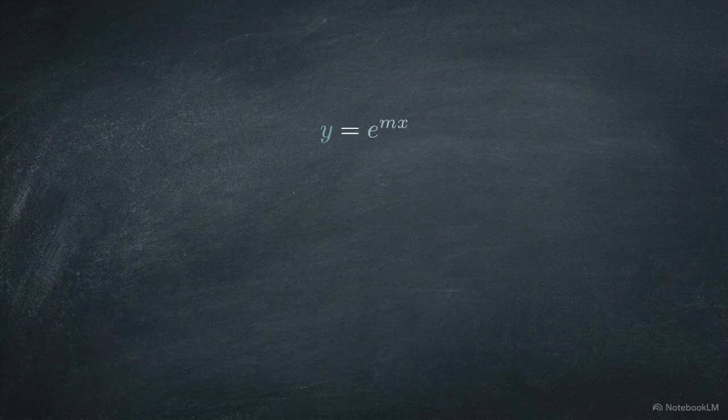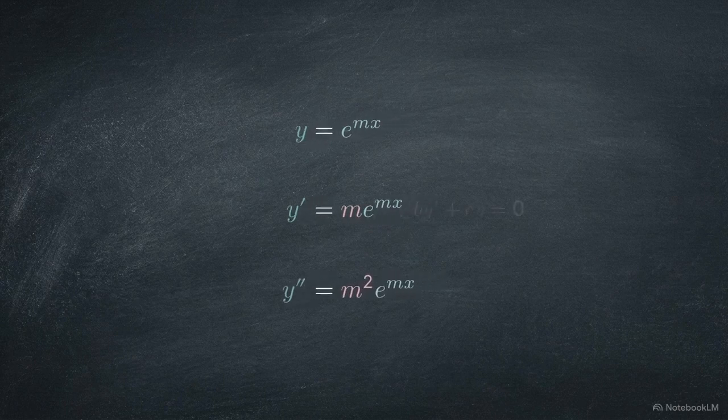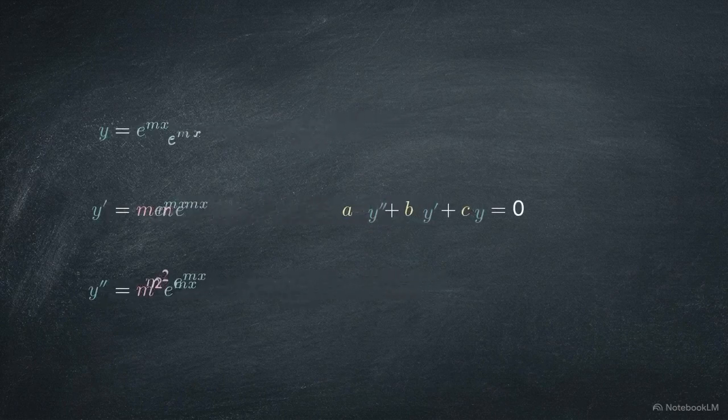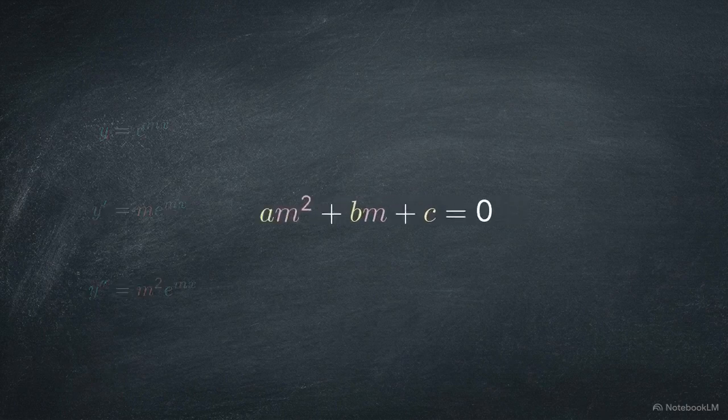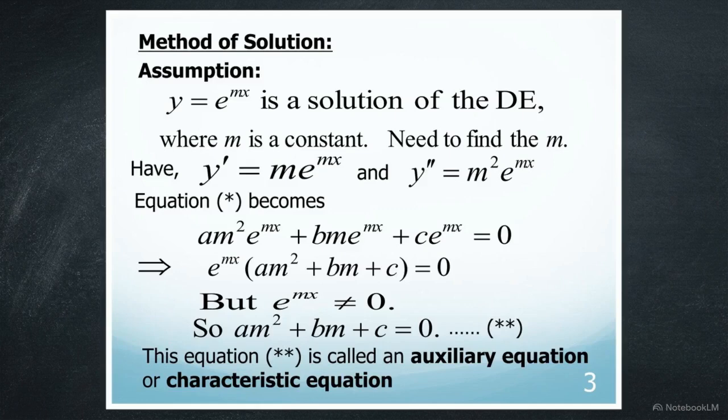The first derivative pulls down an m, the second m squared. Substituting these back, a, b, and c pair with the m terms, sharing the common e to the mx. Since exponentials never reach 0, we cancel e to the mx. The remaining terms inside the parentheses must equal 0. This specific remaining polynomial, am squared plus bm plus c equals 0, is formally defined as the auxiliary equation.